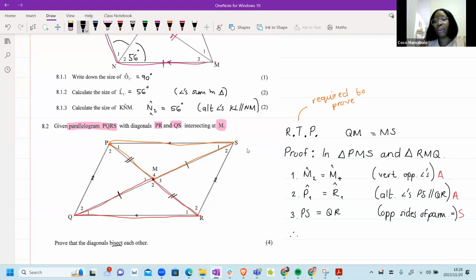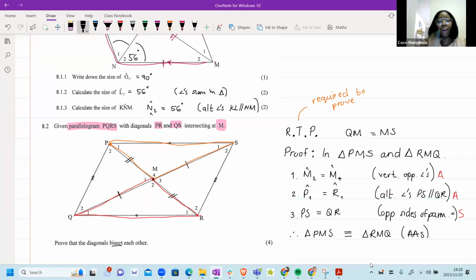Good. Therefore, triangle PM. No. Pascal, we can't use PM and MR, because that's also part of the thing that we're trying to prove. It's also another diagonal that it bisects. So we can't use that. Okay, triangle PMS is congruent to triangle RMQ. And our reason here is going to be angle, side.